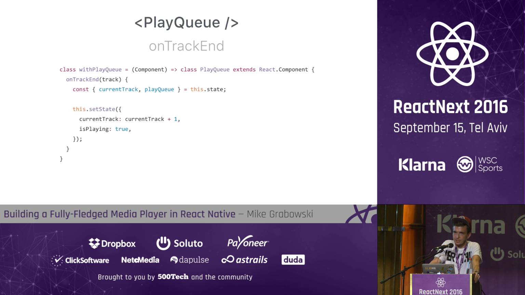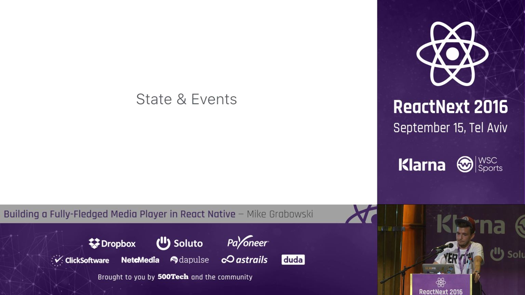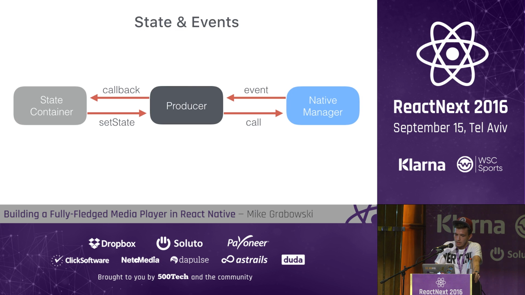So the essence of what we are really talking about today is that state and events are important. And essentially, that's the summary of all the slides that we've been going through today. It's an overview of an architecture that works really well in the world of React Native when it comes down to writing any kind of native apps. It consists of 3 elements: the state container, the producer, and the native manager. And we have discussed all these 3 elements today.